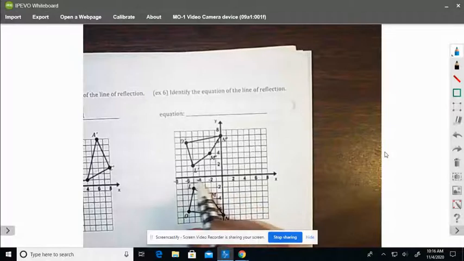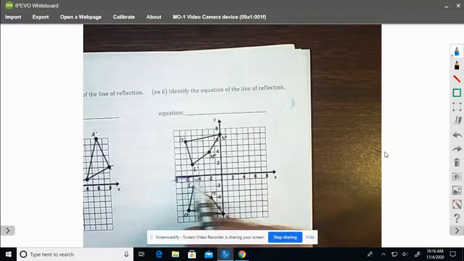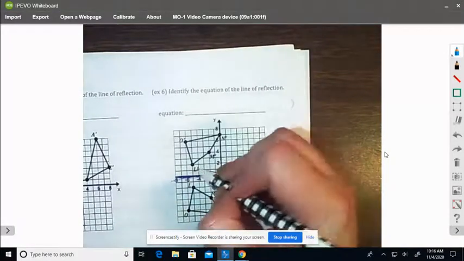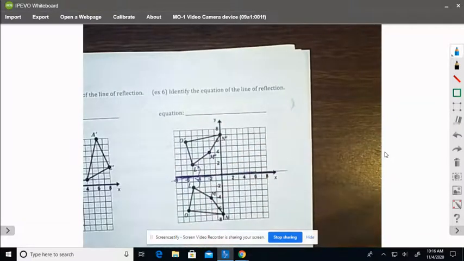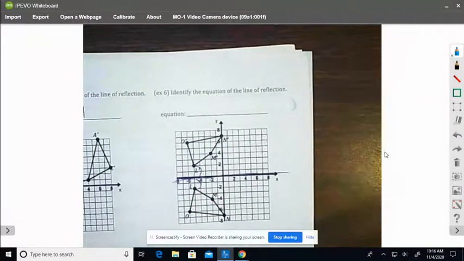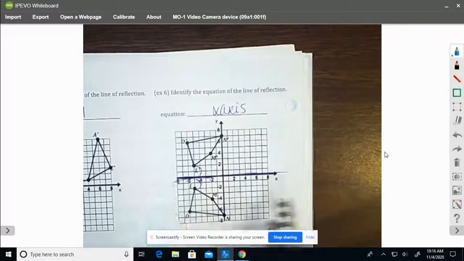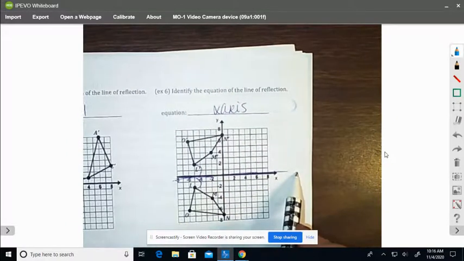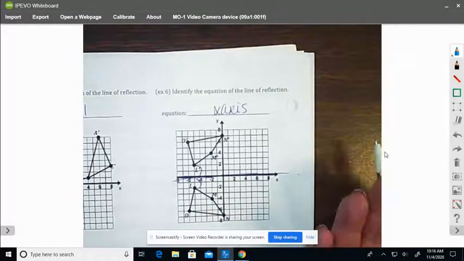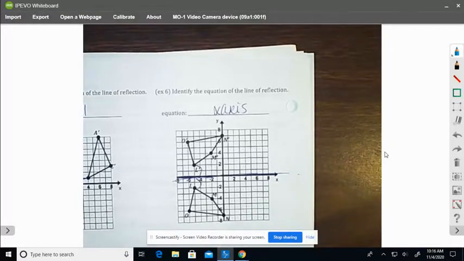Here, it looks like this line is directly in the middle. We can count spaces. There's 2 spaces here, 2 spaces there between my 2 L's. I don't need to really give an equation there. I just need to say that it's reflecting over the x-axis. Okay, that is the x-axis. If you had to give an equation, you could say it was y equals 0, but it's really flipping over that x-axis.